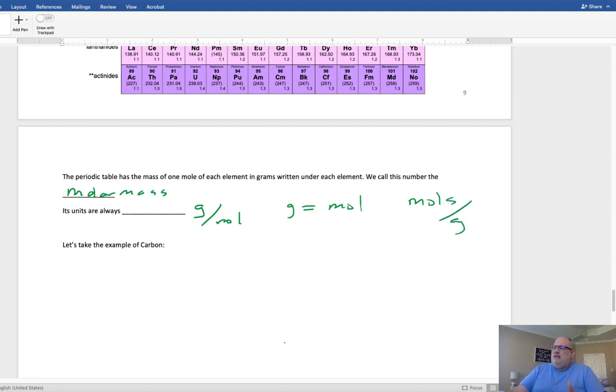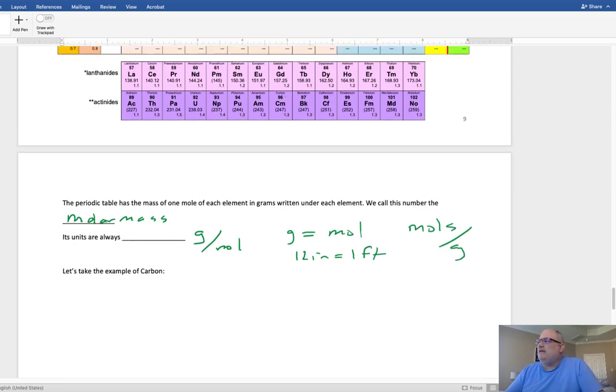We've done this often, anytime. If we had, for example, 12 inches equals 1 foot, couldn't we then put 1 foot on top of 12 inches or 12 inches on top of 1 foot? So let's take the example of carbon right now, and let's go back and take a look at its molar mass.